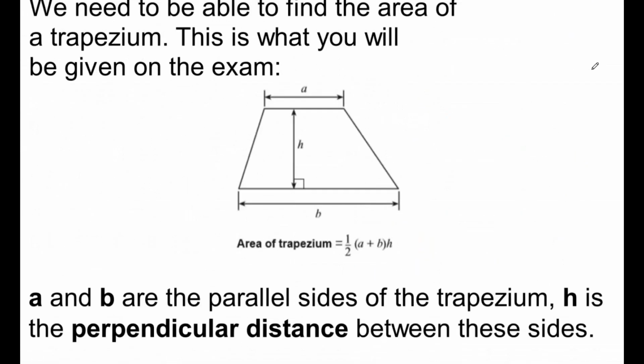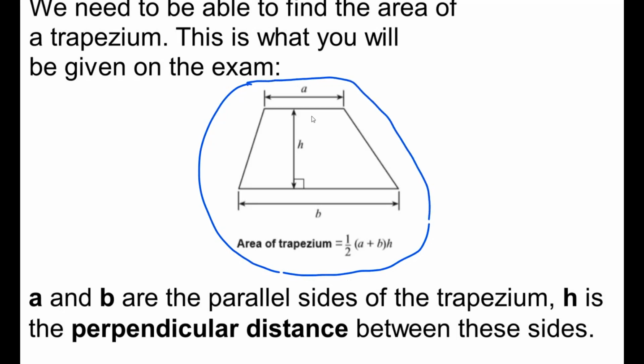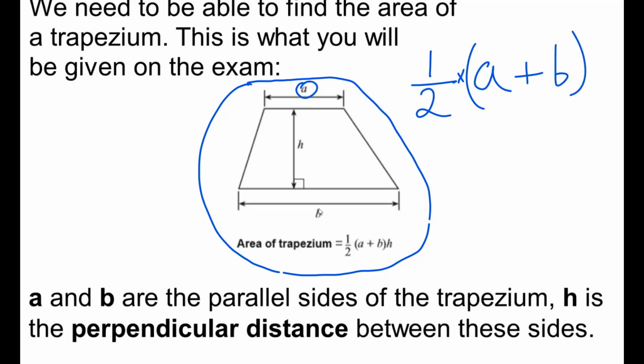You've got to be able to work out the area of a trapezium, and happily you're given this formula on the exam to do just that. So the area of a trapezium is half times the bracket A plus B, where A and B are the two parallel sides of the trapezium, times H, where H is the perpendicular distance between them.